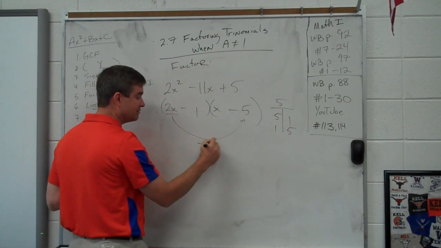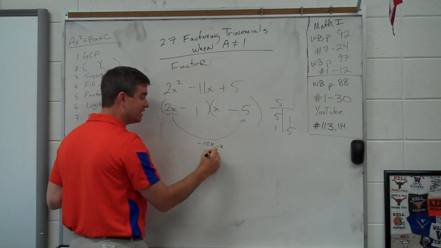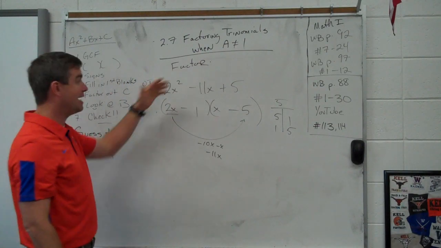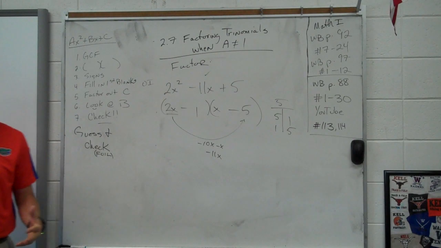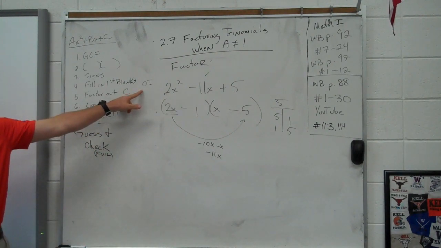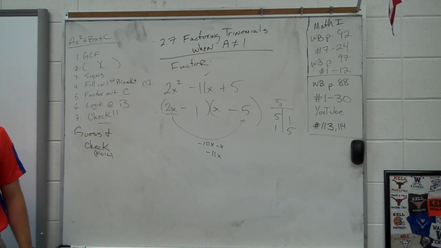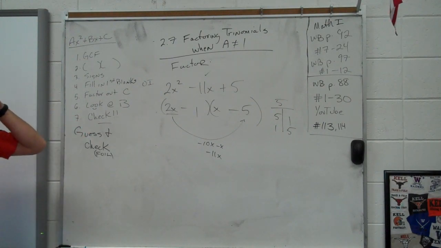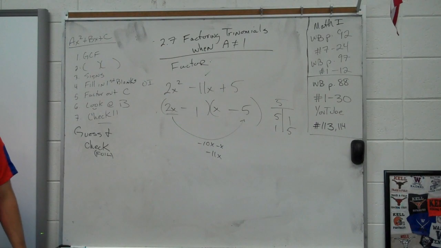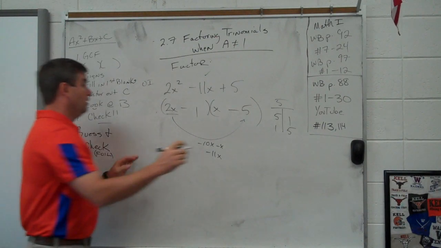So I check it. My outside is negative 10x. My inside is negative x, which is negative 11x. I get B, so I factored it correctly. I checked it using the outside and the inside. Is the check step mandatory? Yes. Step number 7, check. You must check each and every problem. Questions? Anybody have any questions about this problem? We're going to do lots of examples.